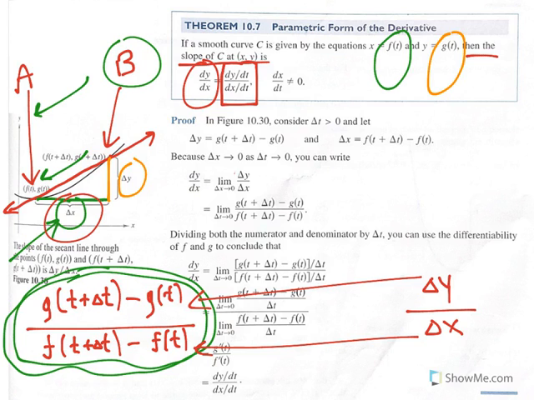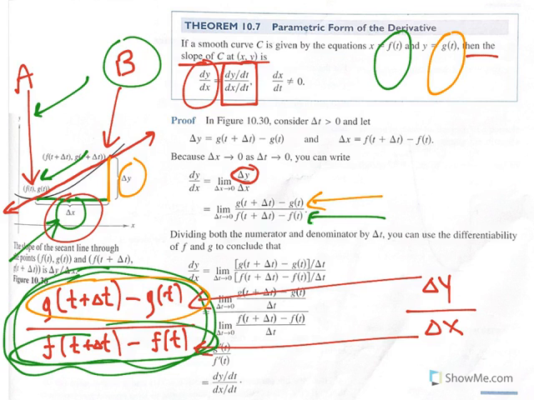That's how we define the slope of the tangent line to the graph of a function at a point A in calculus AB. And of course, we replace delta y with what delta y is. It's g of t, change in y, right? g of t plus delta t minus g of t. And we replace delta x with what delta x is. It's the change in x, f of t plus delta t minus f of t.